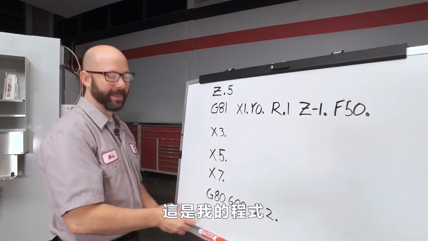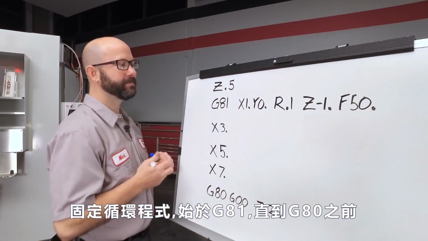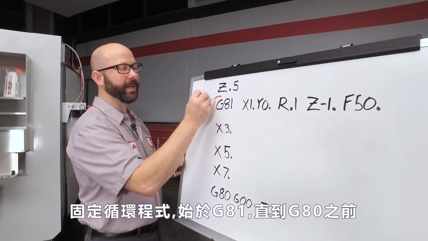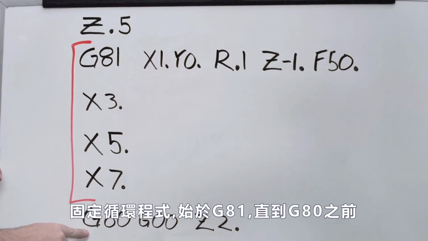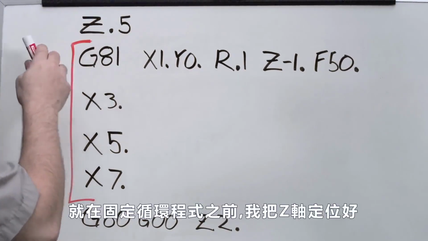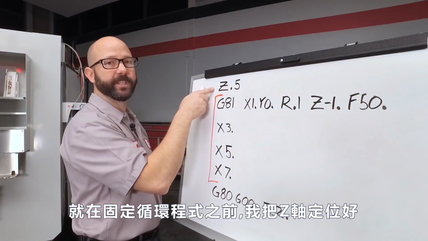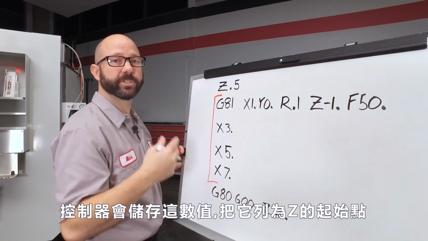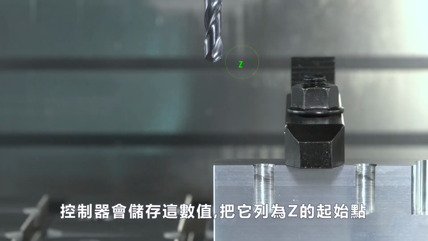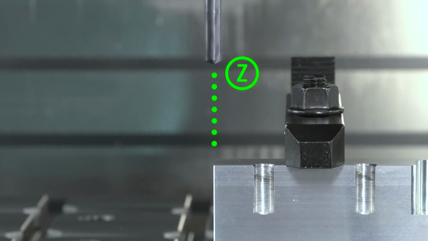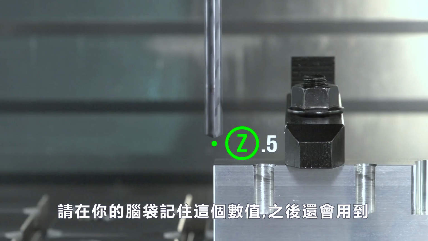Well, here's our program. Now our can cycle starts with our G81 line and goes all the way until we cancel it with the G80. Just prior to our can cycle, we positioned our Z-axis. Now the control is going to store that value as our Z starting position. Just lock that value in your memory for a minute. We'll come right back to it.